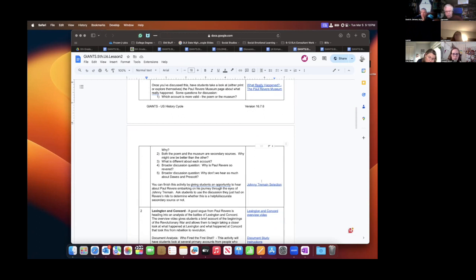All of these are different accounts. Two of them are fictional, one of them is a historical one, but all of them have some elements of what happened, and all of them differ in certain areas as well. So again, take this opportunity to really discuss with students how history is hard to pinpoint sometimes. And it's hard to break down exactly what happened and when.